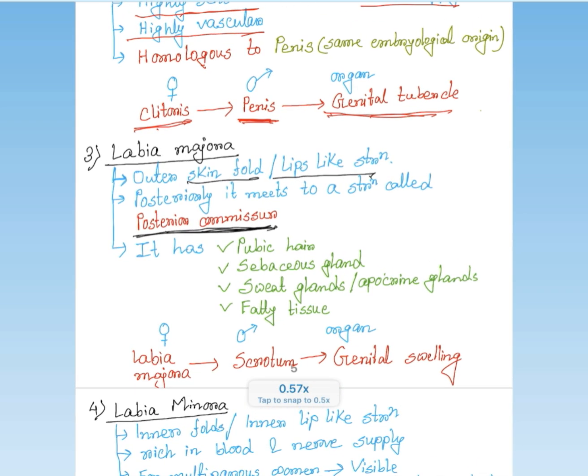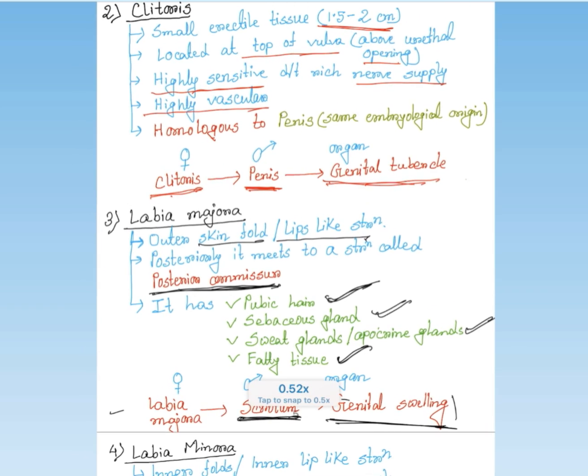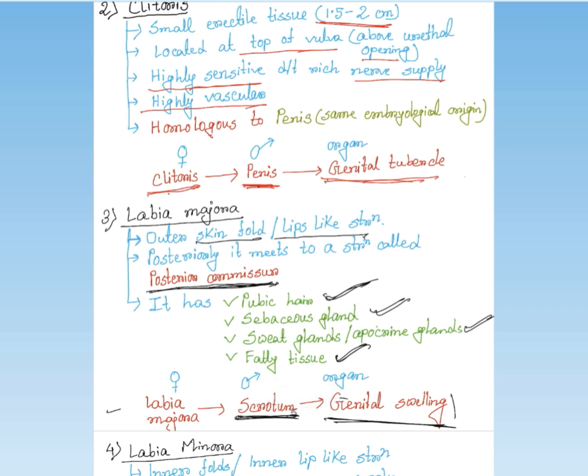What all are present in labia majora? Pubic hair is present, sebaceous gland is present, sweat gland or apocrine gland is present, and fatty tissue is present. Labia majora in the female body is homologous to the male scrotum, and the embryological organ is genital swelling. So clitoris is homologous to penis, and labia majora is homologous to scrotum.